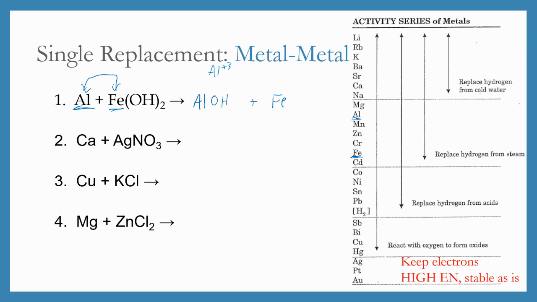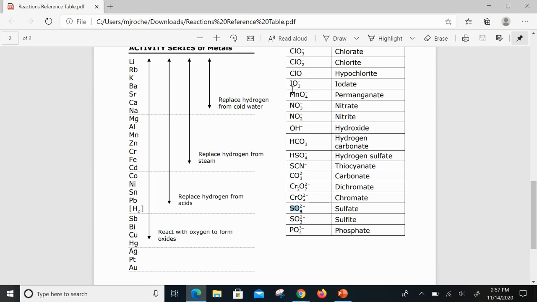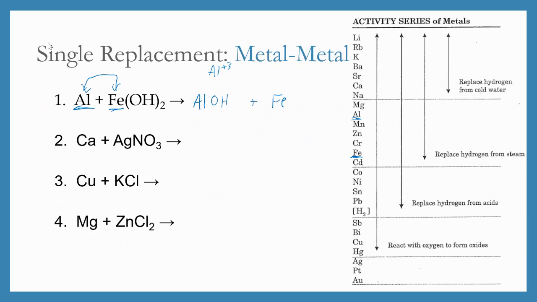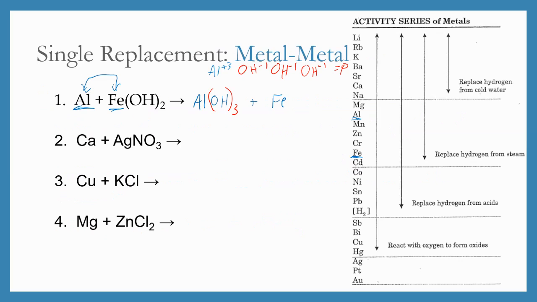Hydroxide, we know, has a -1 charge, and that's because it's on here. Here it is. Hydroxide has a -1 charge. So if aluminum is going to create a product with hydroxide, it's going to need three hydroxides to neutralize its charge to zero. So we need three of these to neutralize that aluminum. Now we've done step one. We determined the products and adjusted subscripts.